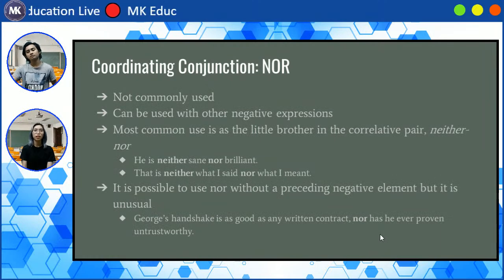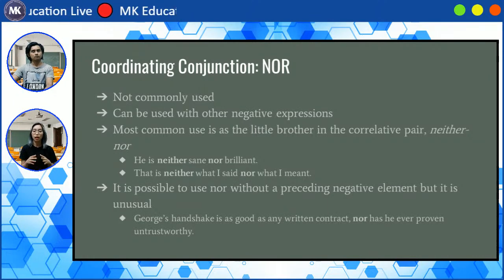Okay, so the coordinating conjunction "nor" is not commonly used. It can be used with other negative expressions, but the most common use is as the little brother in the correlative pair "neither...nor". That is the pair where "nor" goes. We have some examples here. He's neither sane nor brilliant. That means he is not sane or brilliant. The second one, that is neither what I said nor what I meant.